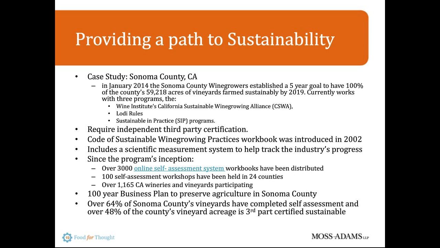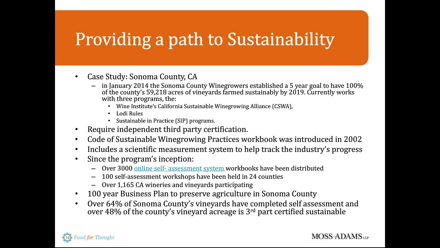and eventually attain third-party certification of sustainability. So since the program's inception, over 3,000 online assessment workbooks have already been distributed. Over 100 self-assessment workshops have been held in 24 counties across California. So all the major winegrowing regions in California have had these workshops. And today, almost 1,200 California wineries and vineyards are participating in the program.